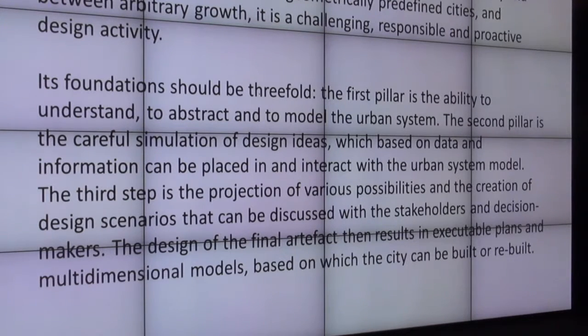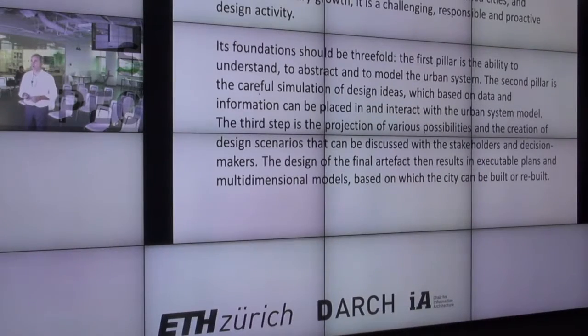The foundation should be threefold, three pillars. First one, the ability to understand. That's what we're trying in the course right now. The second one, that the information can be placed in and interact with the urban system model. The third one is projection of various possibilities and the creation of design scenarios that can be discussed with the stakeholders and decision makers in an environment, for example, that you are in now, in this value wall or in the value lab.